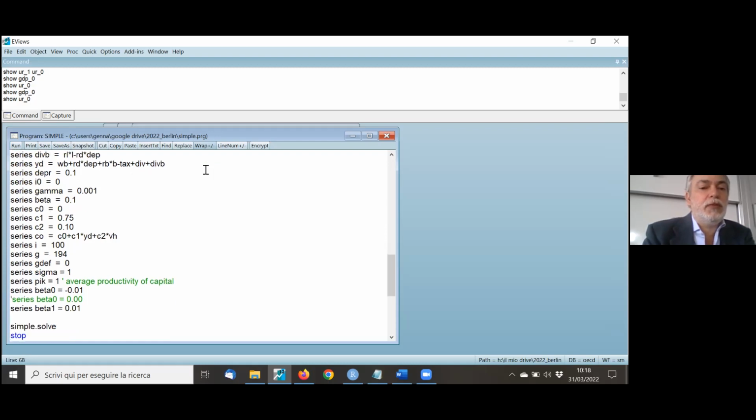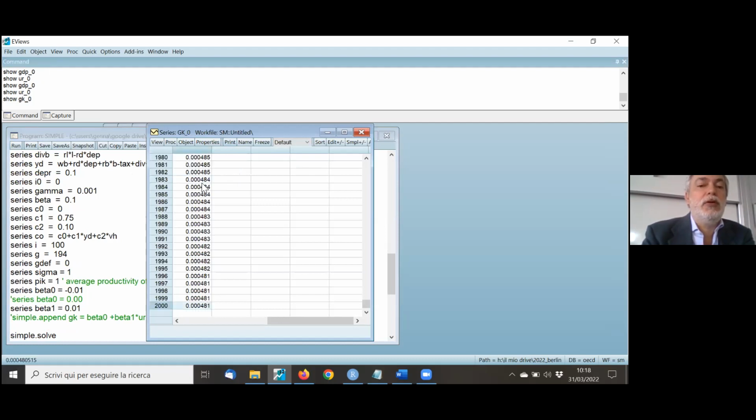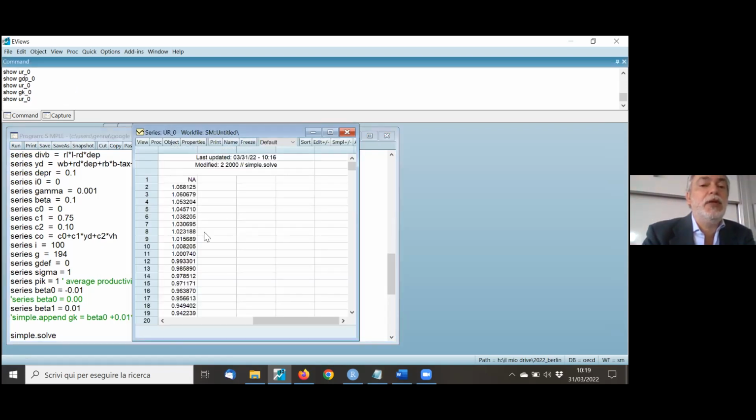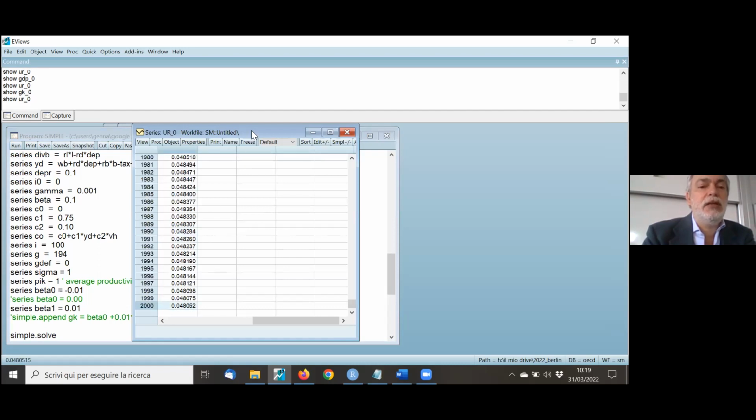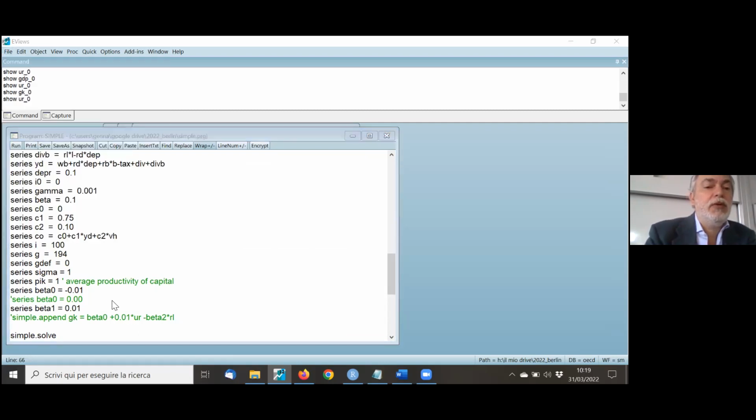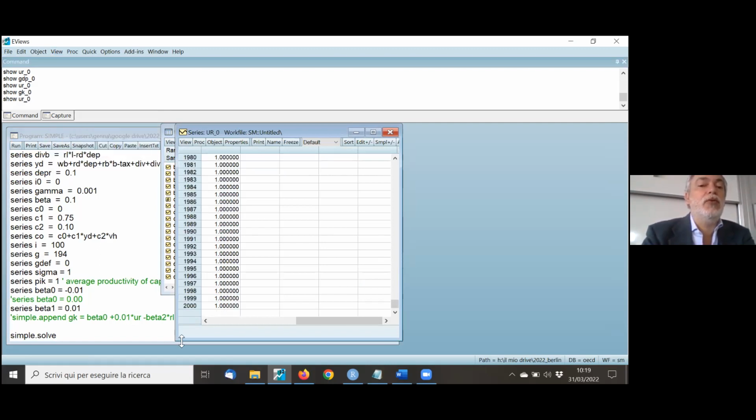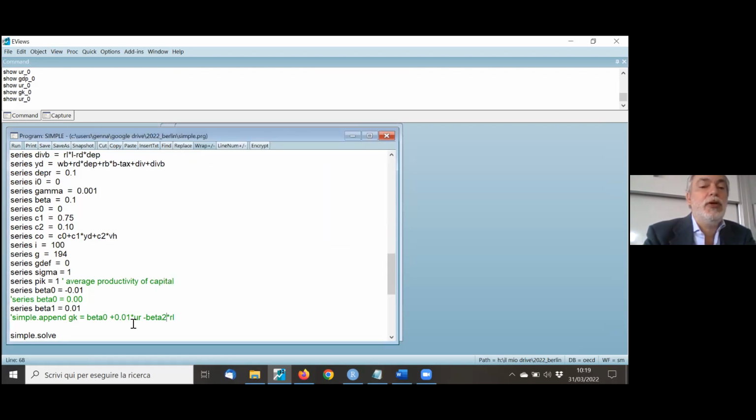So if we want GK to go to 0, roughly, so this is almost 0. Our beta 0 is minus 0.001. Our beta 1 is 0.001. And our utilization rate in steady state is, this is still going very low. Also, let me rerun this again. Yes, now this is going to 1, as in our previous simulation.